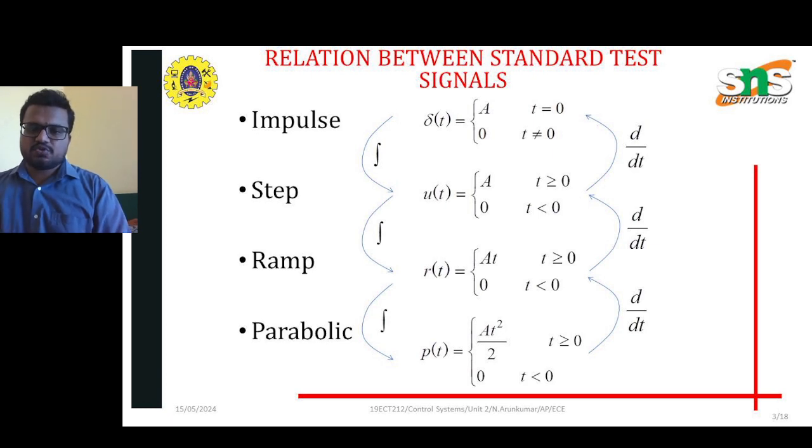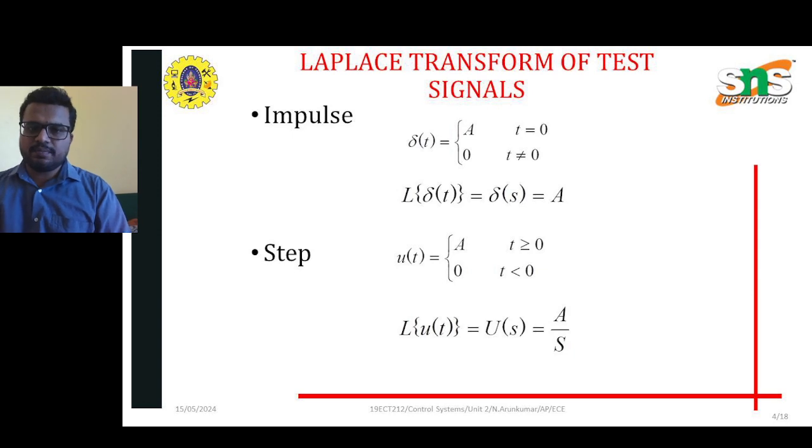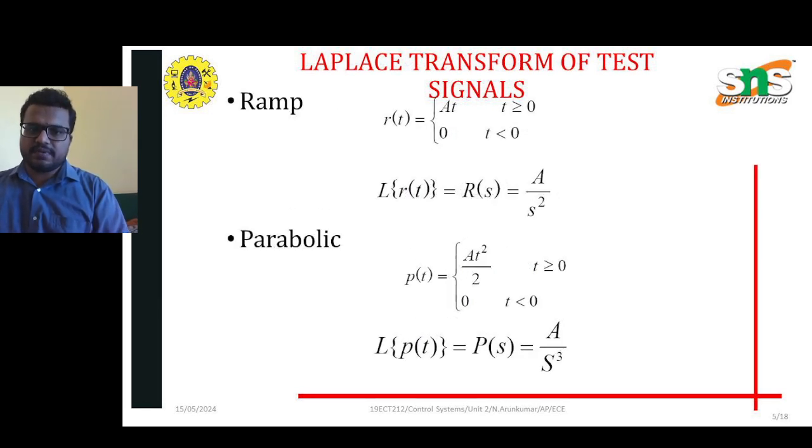Next one is parabolic. The characteristic equations are followed by using these parabolic signals: A into t square by 2, for t greater than or equal to 0. If it is 0, then t less than 0. Like that, the impulse response of the system is denoted by A if t equal to 0, and 0 if t not equal to 0. Then the step response of the system is A for t greater than or equal to 0, and 0 for t less than 0. The ramp is calculated as A into t, and the parabolic is A t square by 2.